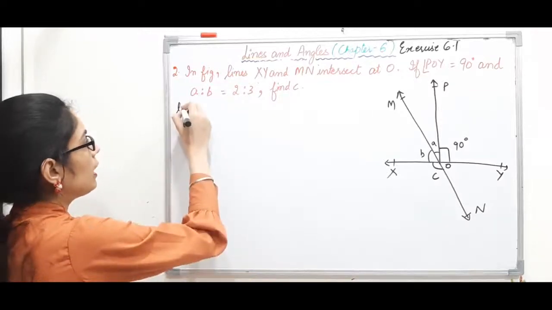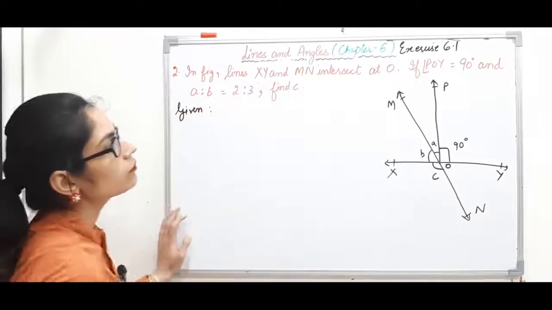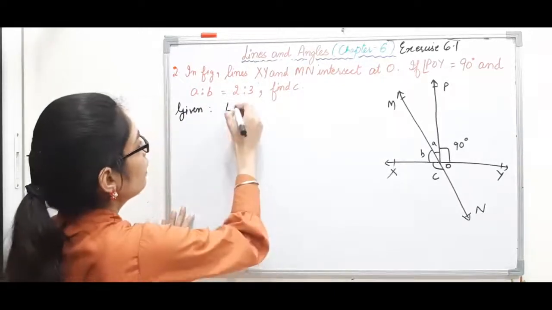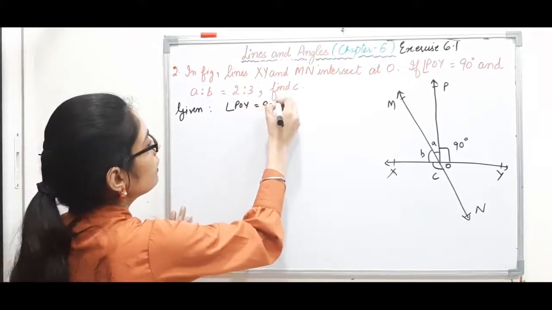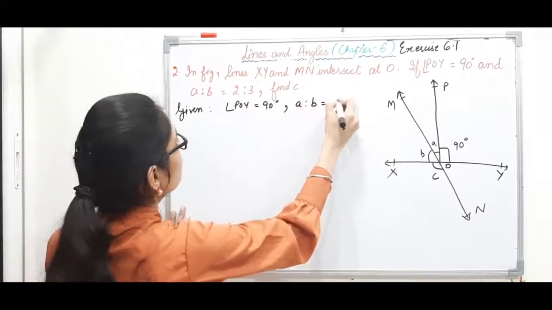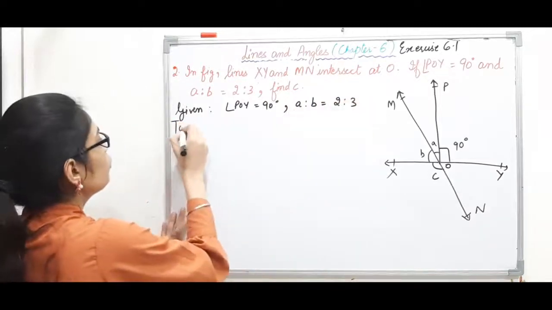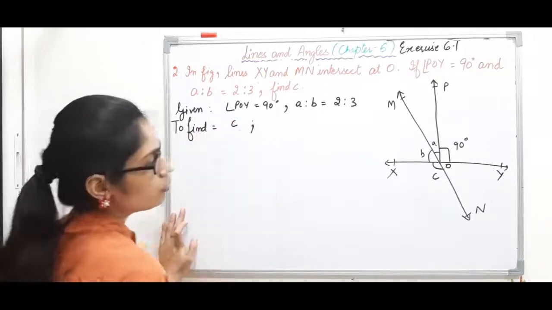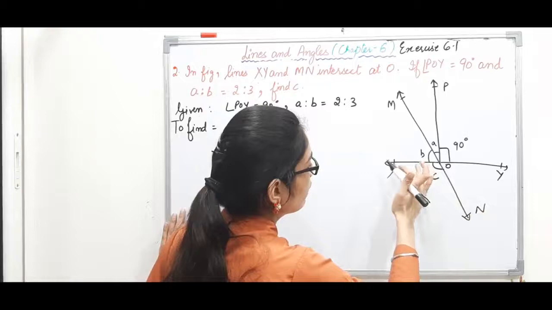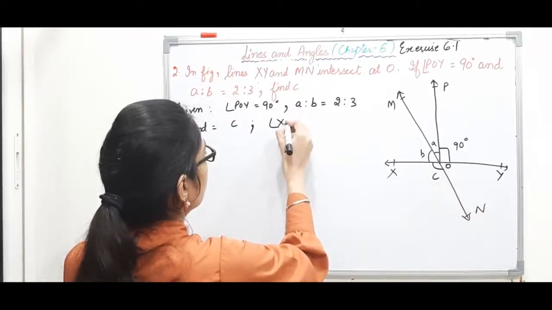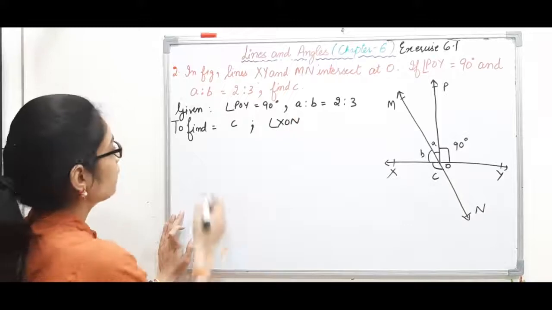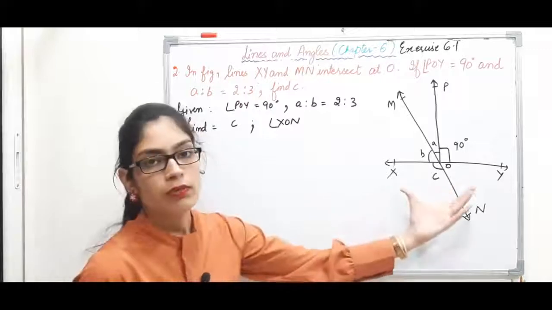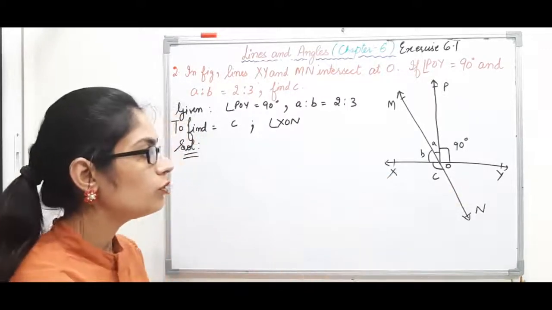The same way we have to start. First of all, we'll write the given things. Given values: XY and MN intersect at point O, POY is equal to 90 degrees, and the ratio A is to B is equal to 2:3. Then to find: we have to find the value of C. C, if you see, is the value of angle XON. So basically we have to find angle XON.